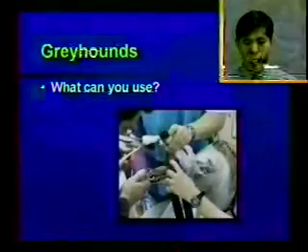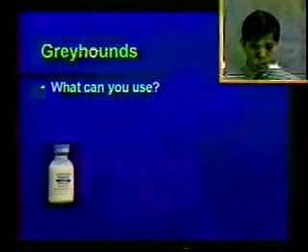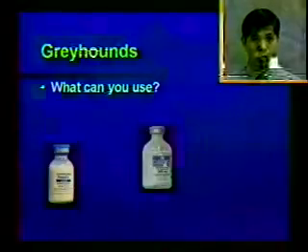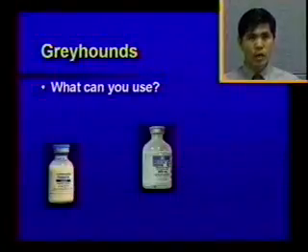So what can we use for Greyhounds if we cannot use Thiopental? We've used Propofol. I will talk about Propofol later on. It's a good drug to use for Greyhounds. You can also use methohexital. Methohexital is an oxybarbiturate.